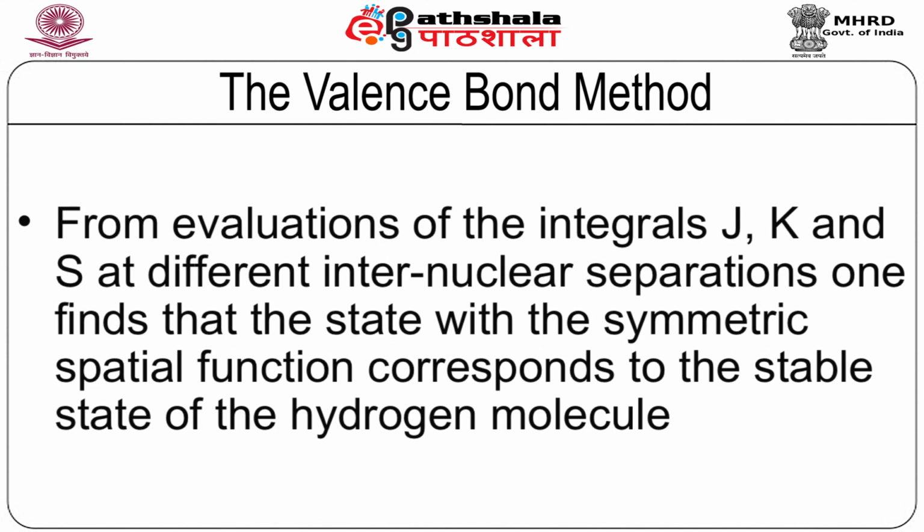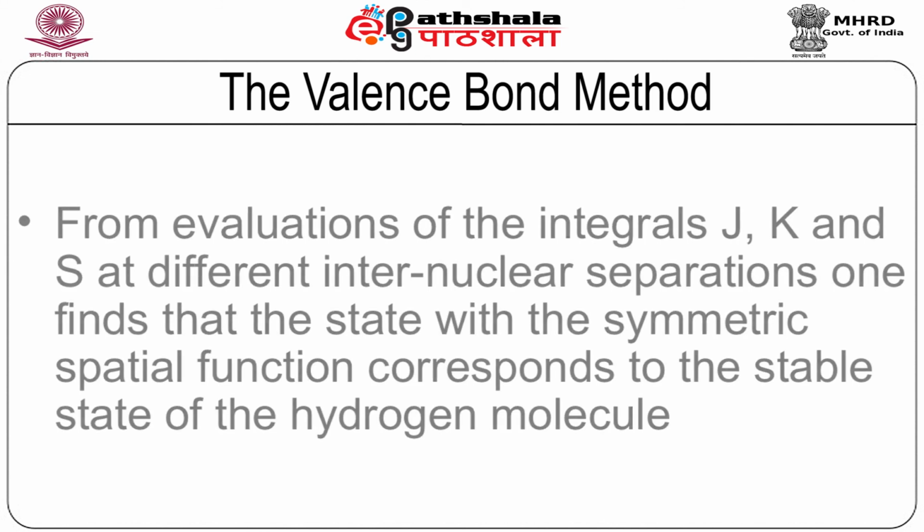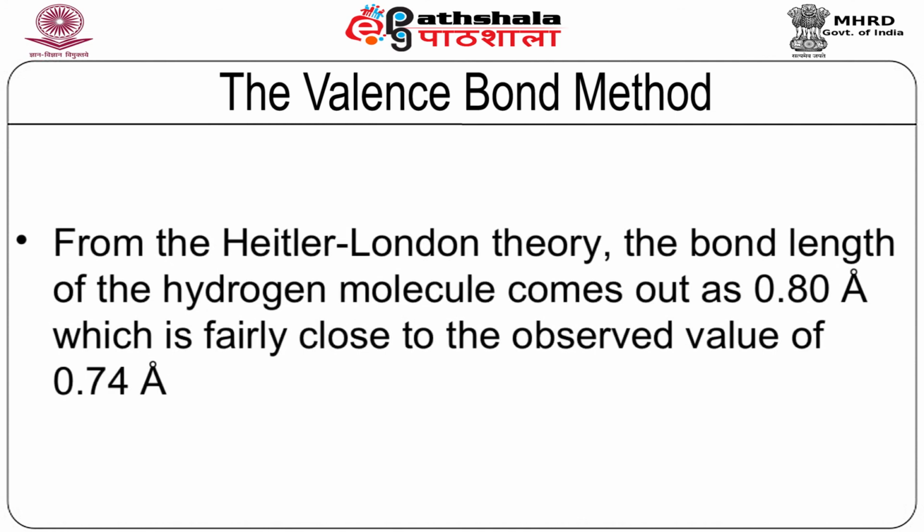From evaluations of the integrals J, K and S at different internuclear separations, one finds that the state with the symmetric spatial function corresponds to the stable state of the hydrogen molecule. From the Heitler-London theory, the bond length of the hydrogen molecule comes out as 0.80 angstrom, which is fairly close to the observed value of 0.74 angstrom.